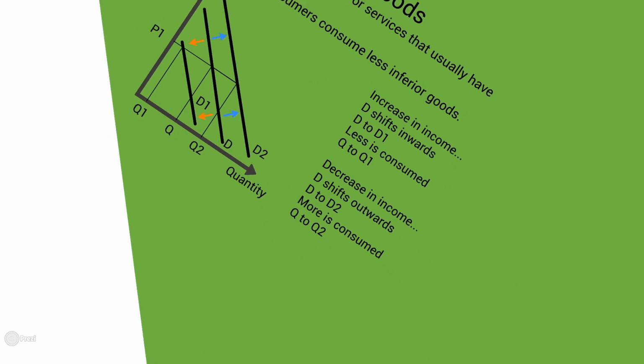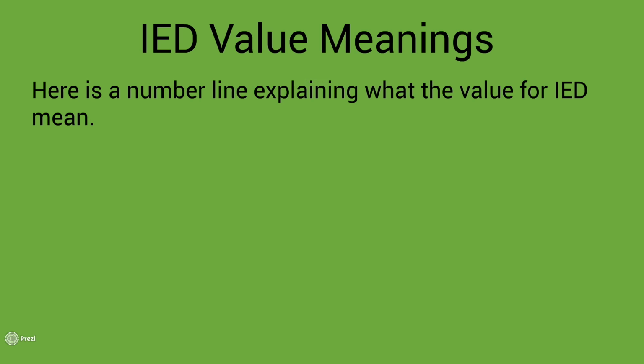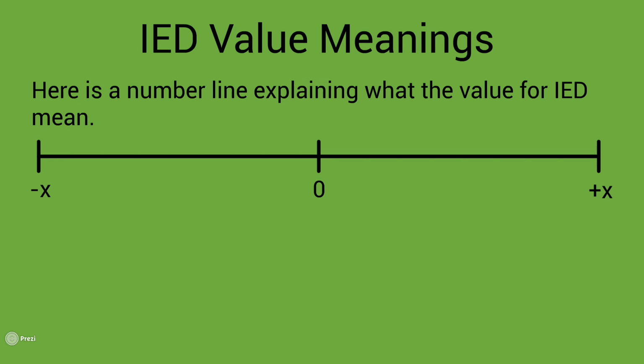So now let's look at a timeline that explains what the different values for income elasticity of demand mean. A negative value for income elasticity of demand means that the good is an inferior good. This means that as income rises, demand for that good falls, and as income falls, demand for that good rises. A positive value for income elasticity of demand means that the good is a normal good. Normal goods can be split into two different types.